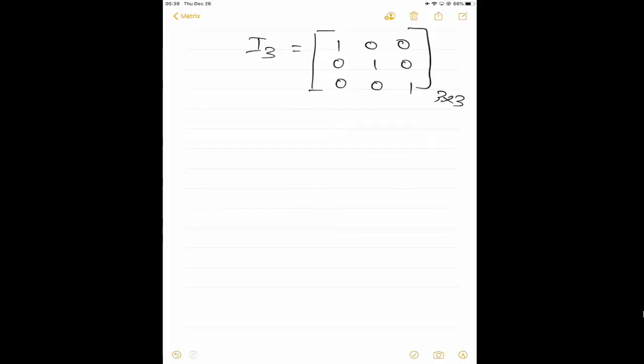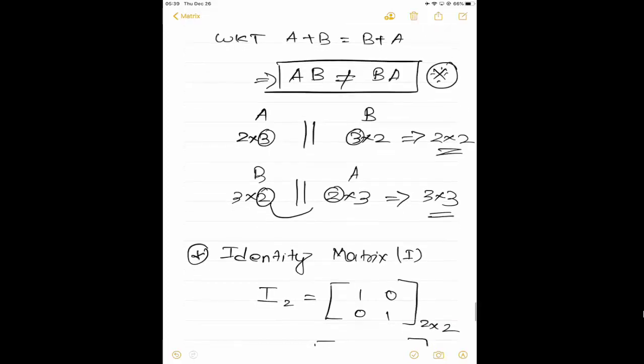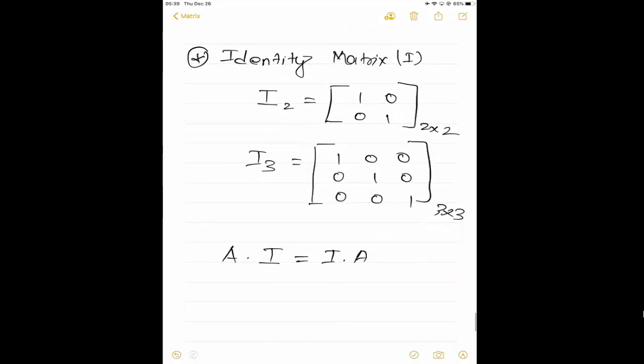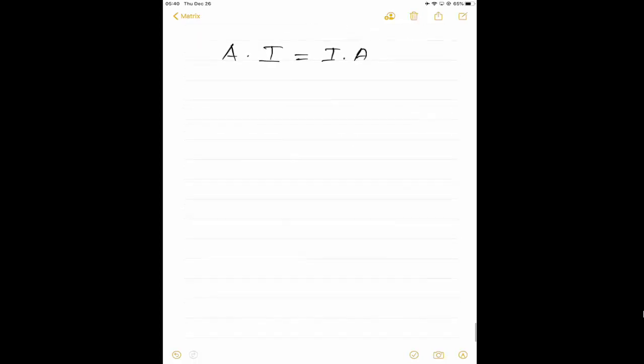Now whenever you multiply the identity matrix with any matrix, you will get the same matrix. In general, when you multiply two matrices, the value will not be the same, that is, A into B is not equal to B into A. I said this before. But when you multiply with the identity matrix alone, the output remains the same. So let me show you the proof.